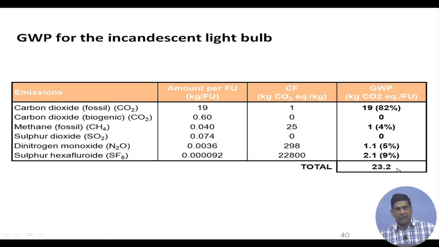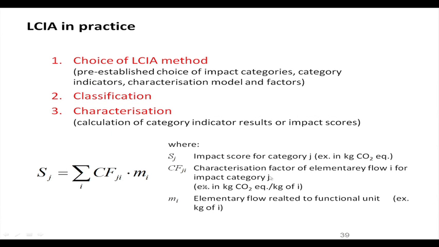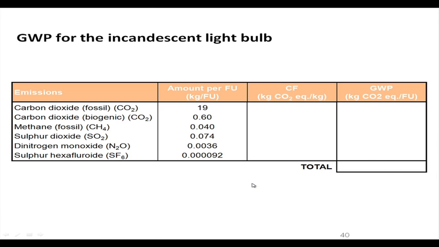So whatever we have looked at in the previous slide, this particular equation, this is the characterization factor, and this is your characterization factor multiplied by the elementary flow required for the functional unit. So we did that over here, and we got those numbers here, multiplied them together, added them up, and we got this number. So this is how this calculation is done.